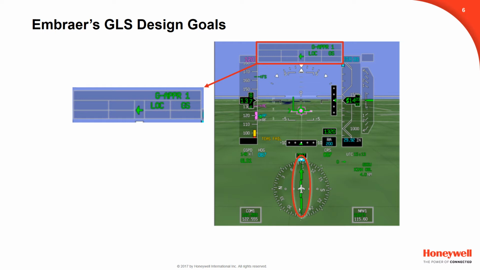Similar to an ILS, the E2 FMA modes for GLS are LOC and glide slope. GLS approaches have their own approach plate similar to ILS, and GLS approaches do not allow a fail down to either LNAV, VNAV, or LNAV only minimums.